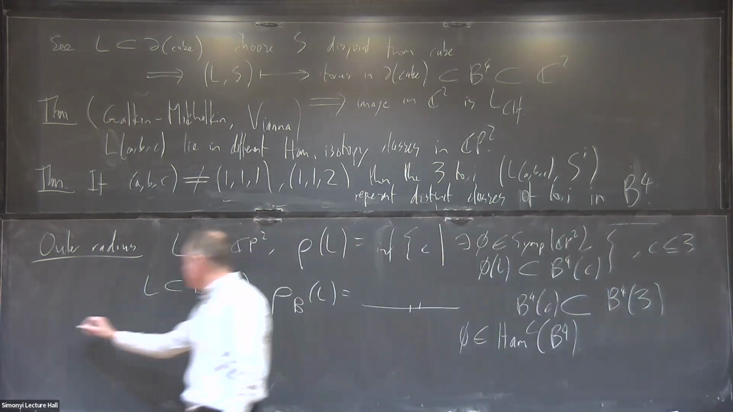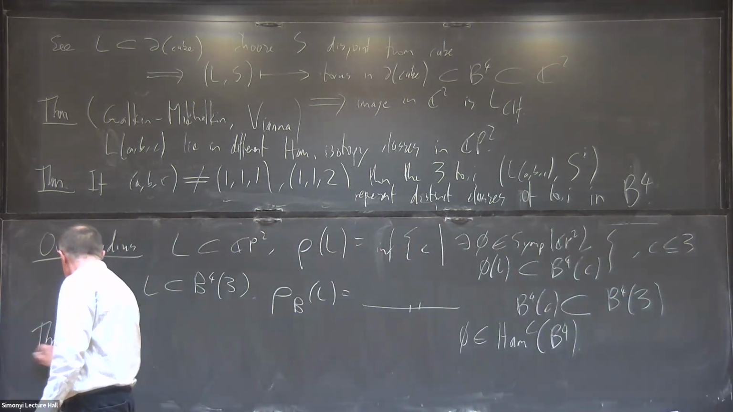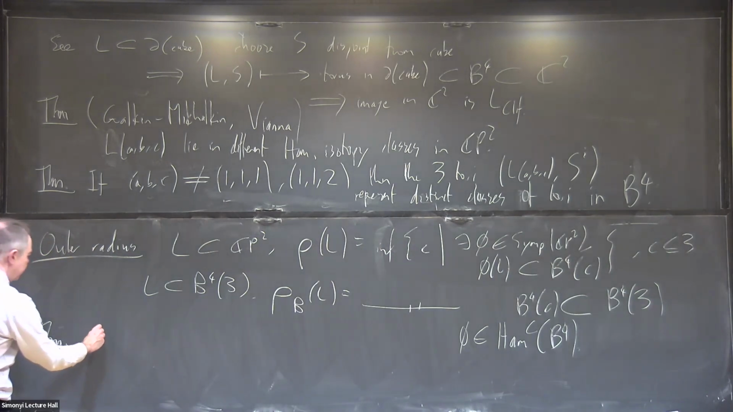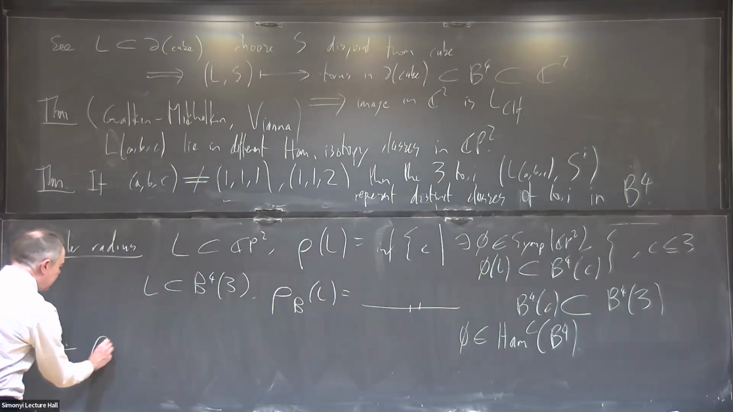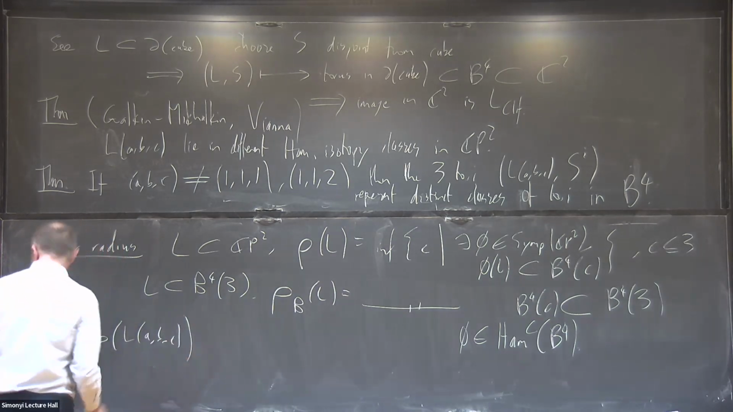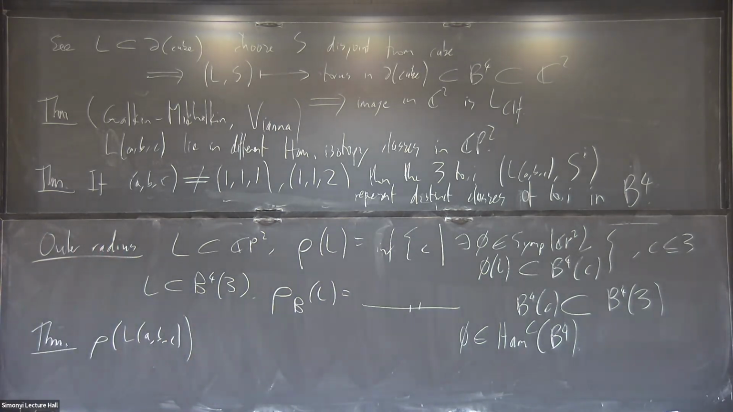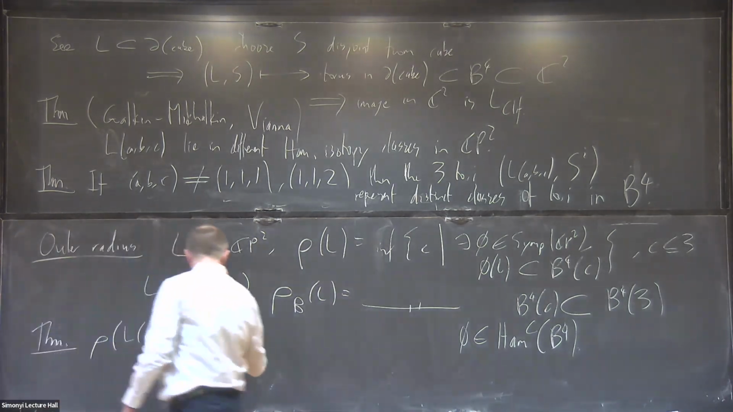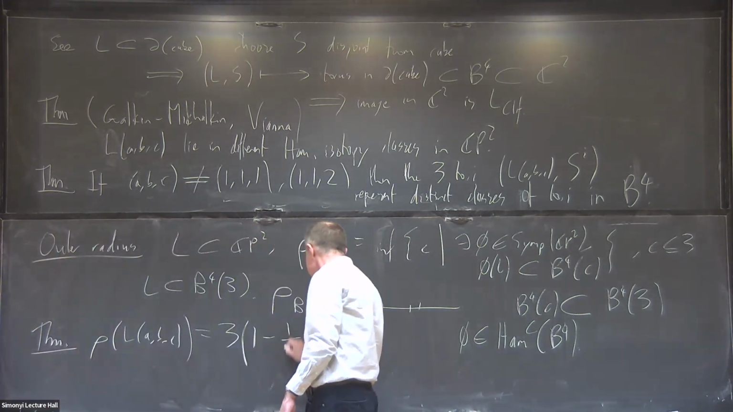So then, okay, what do we know about this? Theorem. First thing is that the outer radius of CP3, what is the outer radius of CP3? Here we go. It's 3 times 1 minus 1 over b squared.